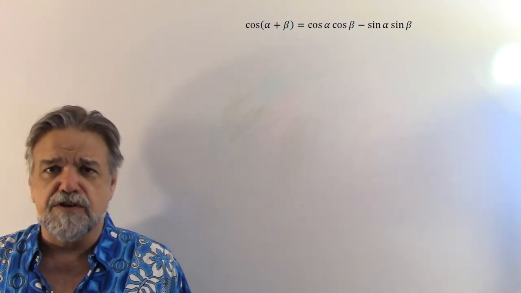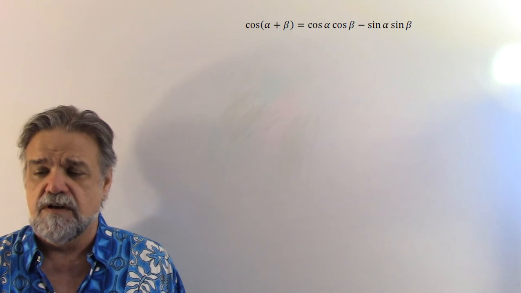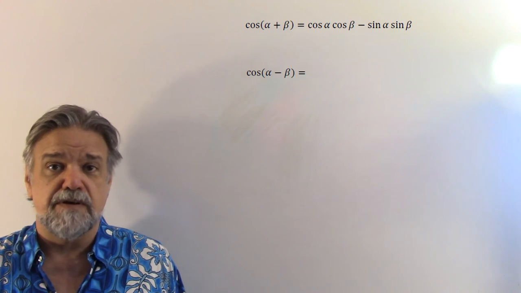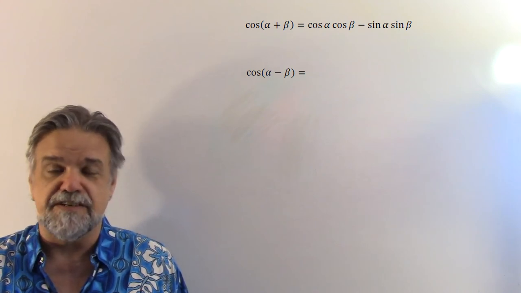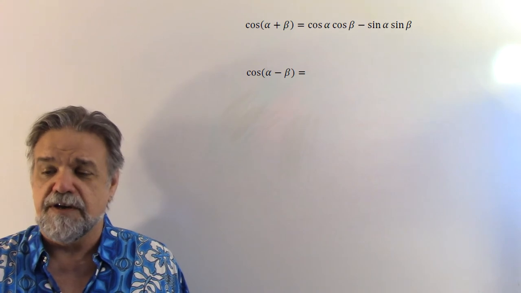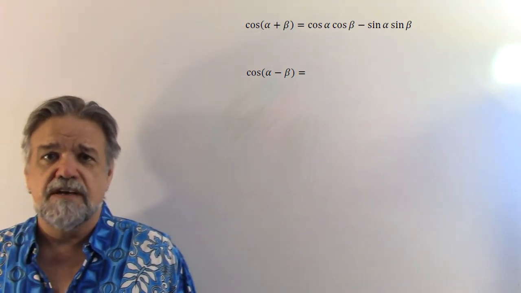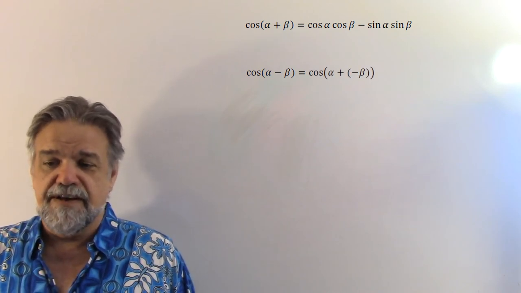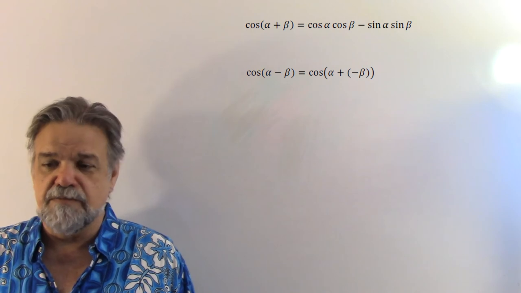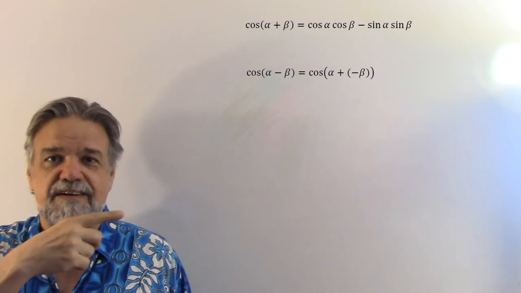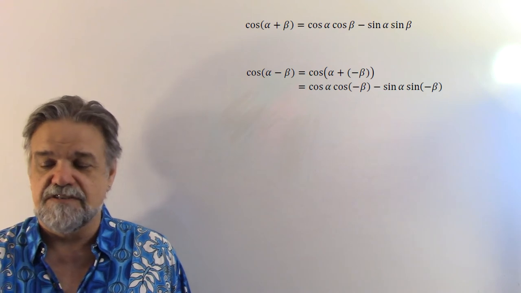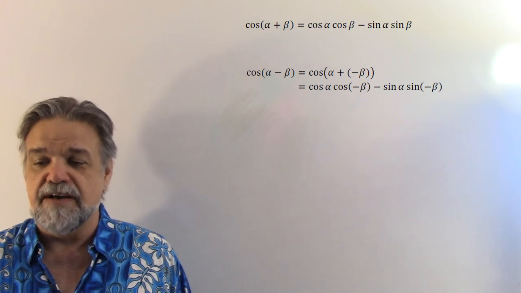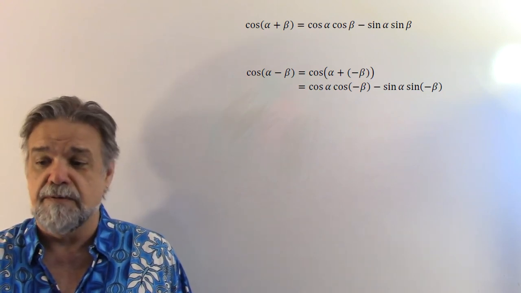So now I know how to find the cosine of the sum of angles. What about finding the cosine of the difference of angles? Cosine of alpha minus beta. Well, this actually turns out to be really easy if we just build off of what we just did. Instead of calling this alpha minus beta, I'll just call it alpha plus negative beta. And now it's converted to the cosine of a sum of angles, and I know what to do with that. I'm just going to apply the identity that I just invented. So this is going to be cosine of alpha times cosine of negative beta minus sine of alpha times sine of negative beta.